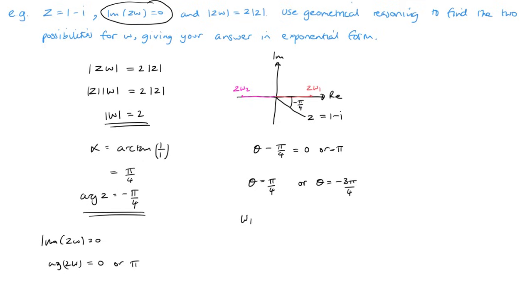So W1 equals, now what's that? That's 2e to the pi by 4i. And W2 equals 2e to the minus 3 pi by 4i. And that's how we do this type of question.